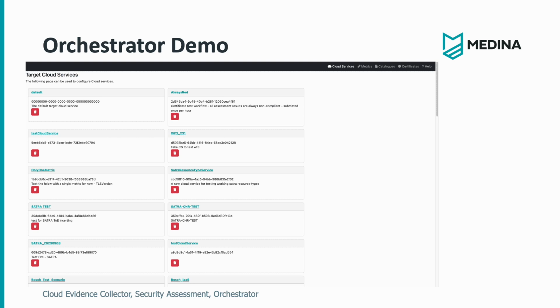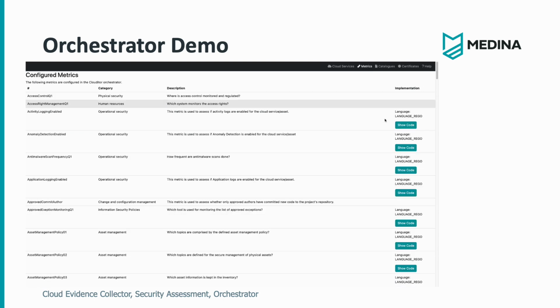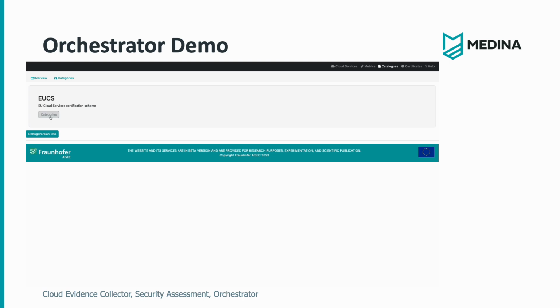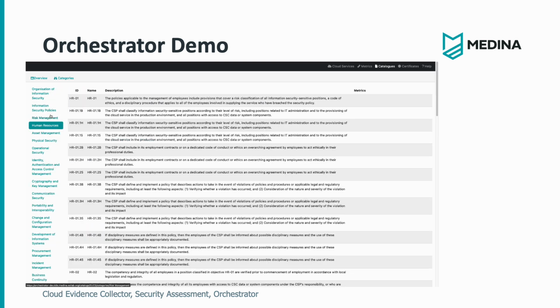On the Metrics tab, all available metrics can be reviewed. Click on the Show Code button to see more information about the actual code that is applied to assess a certain metric. The Catalogs tab shows the configured certification criteria catalogs, and the Certificates tab shows the certificates that have been created.